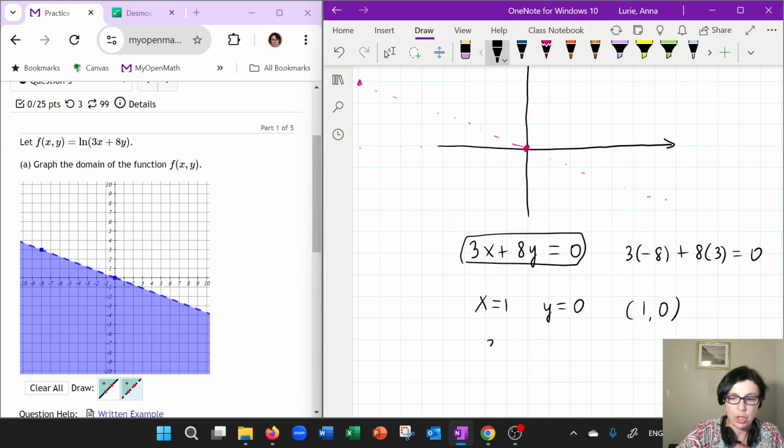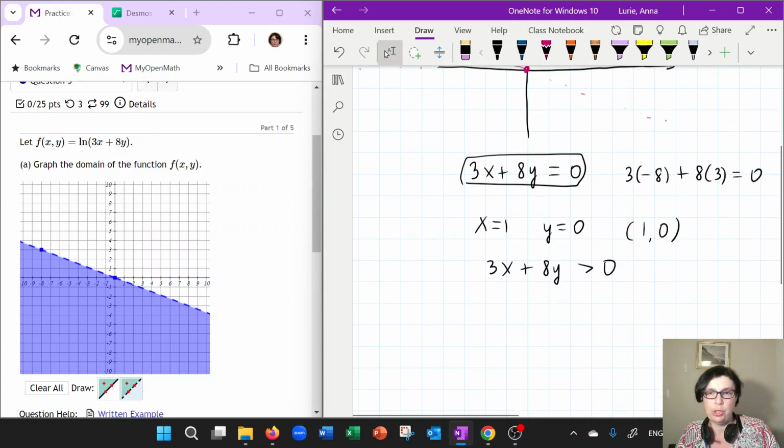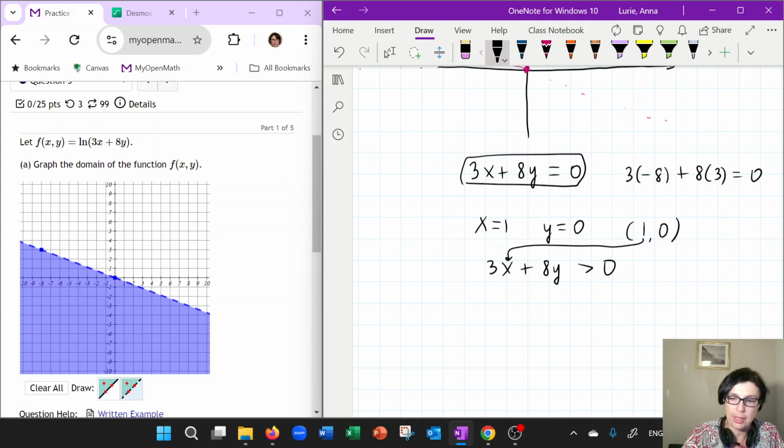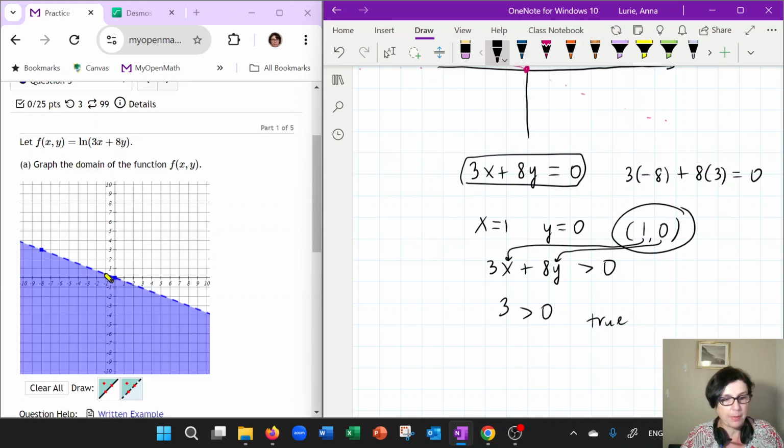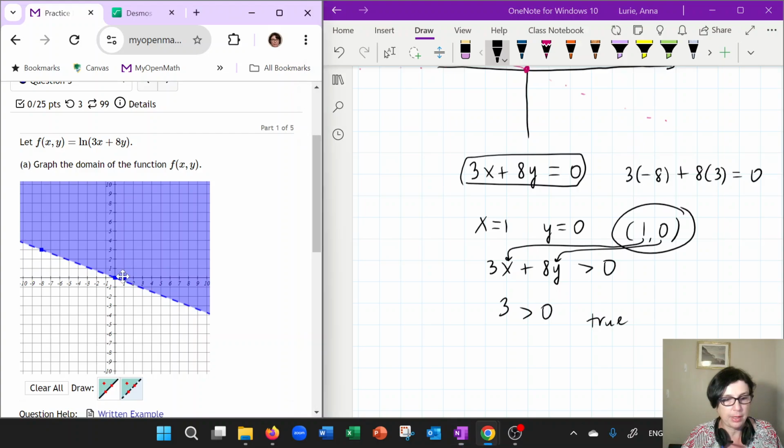Now, I need to make sure that 3x plus 8y is greater than 0, strictly. Why is that? Because log of a negative number is undefined. So I can only allow positive numbers. So let me plug 1 for x and 0 for y. That will give me 3, which is more than 0, which is true. What does that tell you? It means that 1, 0 is part of the domain, and 1, 0 is right here. I just placed it right there. So that's the domain.